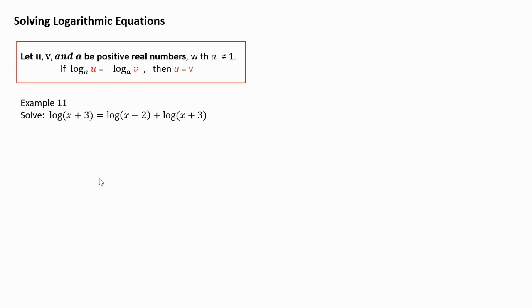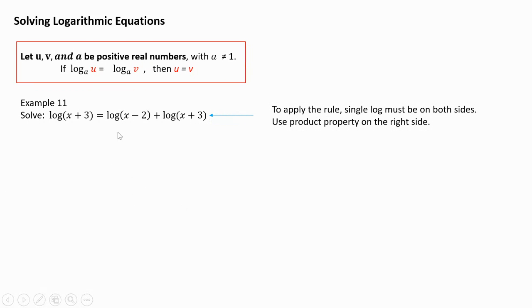Now here you have log base 10 of x plus 3 equals log of x minus 2 plus log of x plus 3. Again, you don't see a base there, so we know it's base 10. So I know all the bases are the same. To apply the rule, a single log must be on both sides, so we use the product property on the right side. This is what it means here.